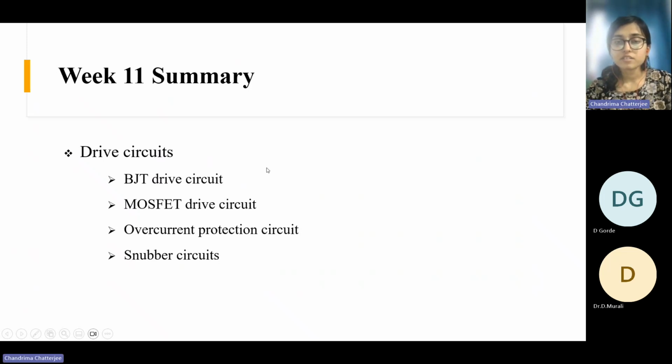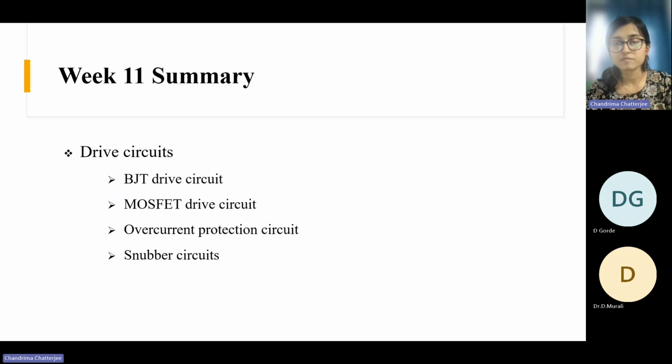So, till now, we have studied different converters. We have discussed non-isolated converters like buck converter, boost converter, buck boost converter, and we have also discussed some isolated converters like forward converter, flyback converter, push-pull converter. But irrespective of the converter, whether it is isolated or non-isolated, we need some controlled switches in the circuit. It can be BJT or MOSFET or IGBT.